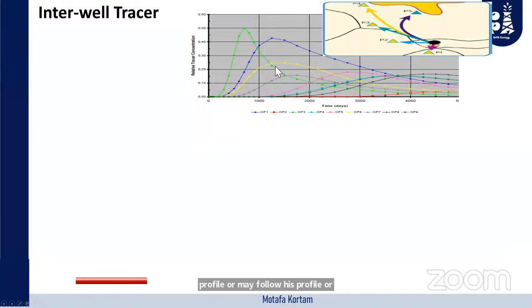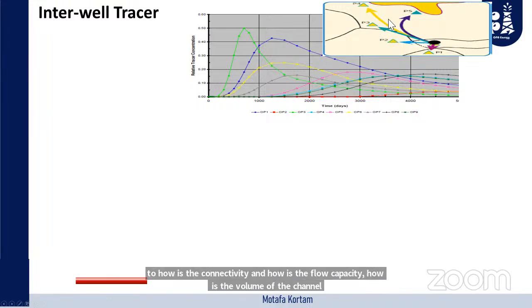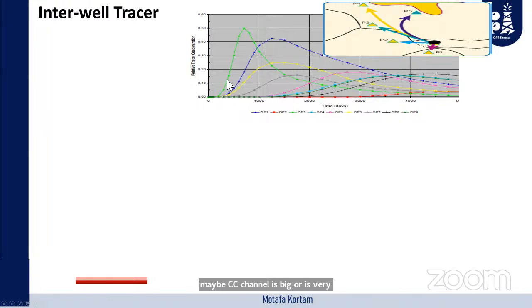There are different types of profiles according to the connectivity, the flow capacity, and the volume of the channel. Maybe this channel is big or very small, for example, so the tracer can be consumed or finished quickly. So this, for example, represents a huge channel, so this well has a very big channel volume. Maybe this well, the red one, has a low channel capacity, so you have a very small contribution.